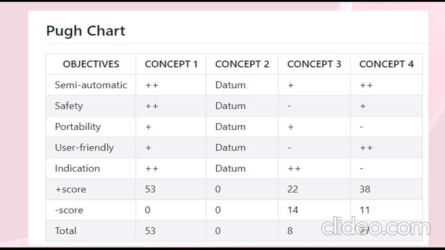To make the Pugh chart, the objectives of our automatic tape dispenser were semi-automatic, safety, portability, user-friendly, and indication, which is written priority-wise. Here concept 2 was considered as datum and other concepts were compared accordingly. The maximum total score of concept 1 came to be the highest. Therefore, this is our selected design concept.